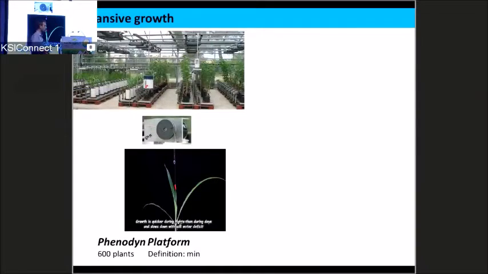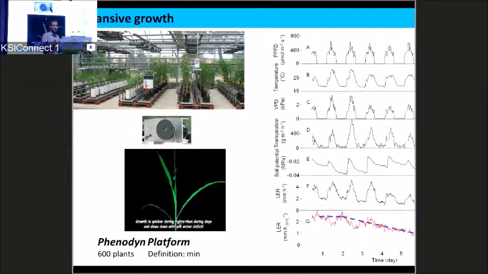For expansive growth, we use a phenotyping platform, Phenodyn. In this platform, we can measure 600 plants at the same time. We have sensors for leaf expansion. We have balances for measuring transpiration rate and soil water potential, and a set of environmental sensors. Then we can follow the time courses of environmental conditions, transpiration, soil water potential, and leaf expansion at a time step of minutes, from 3 minutes to 15 minutes.